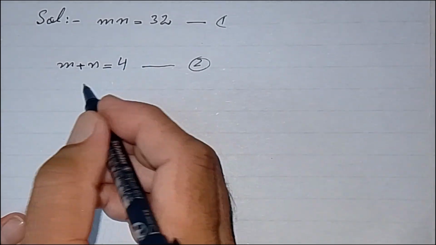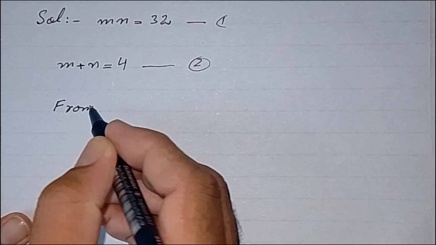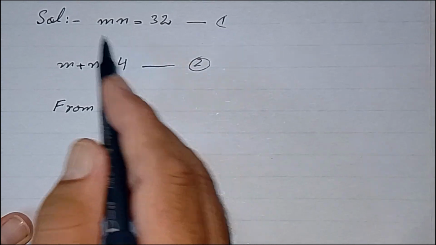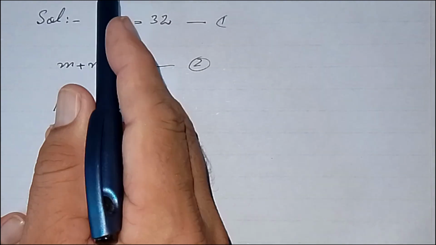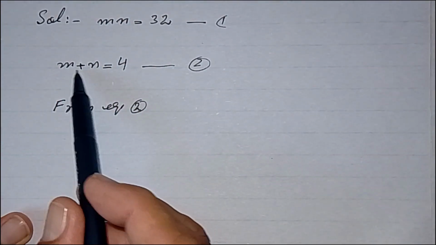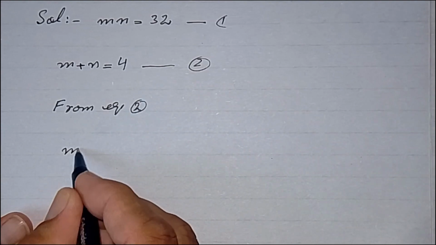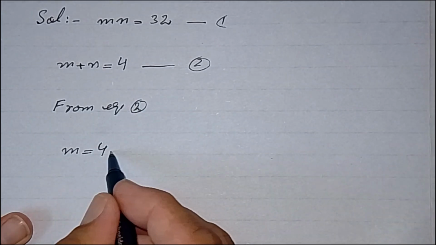From equation 2, m plus n is equal to 4. Therefore m is equal to 4 minus n, since plus n is changed into minus n.